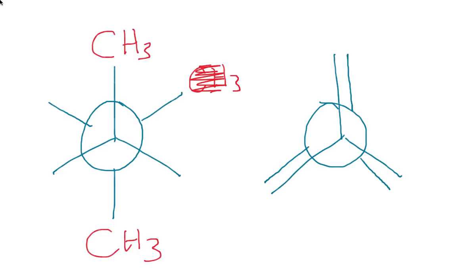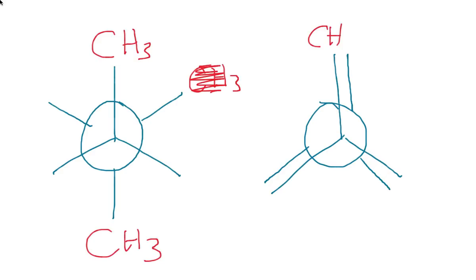So 2 staggered conformations that we can compare. One of them is higher in energy than the other. Okay, because there's groups closer to each other. That's a gauche interaction. This 180 degrees apart would be what we refer to as the anti-conformation.